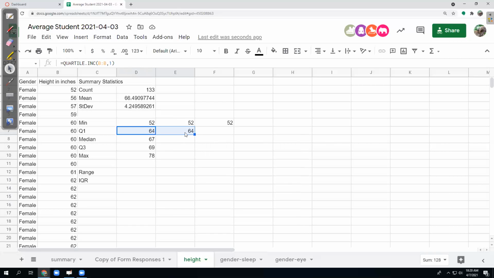So, warning, there is no uniform way in the world to calculate a quartile or a percentile. So some computer programs will do something different.